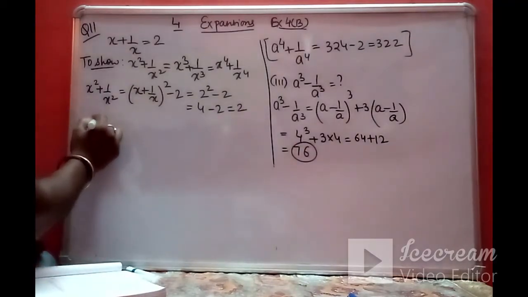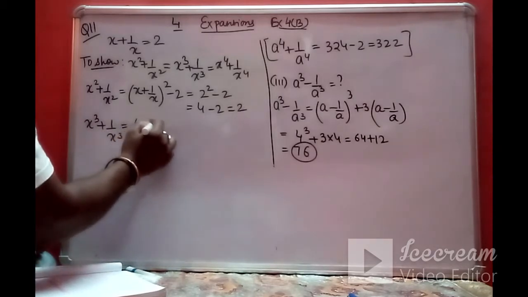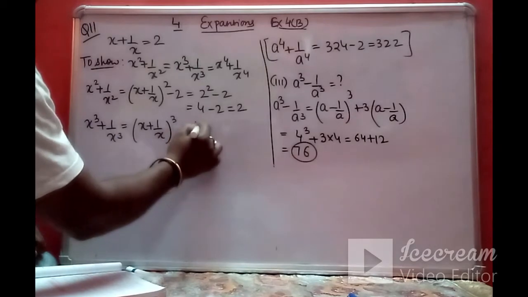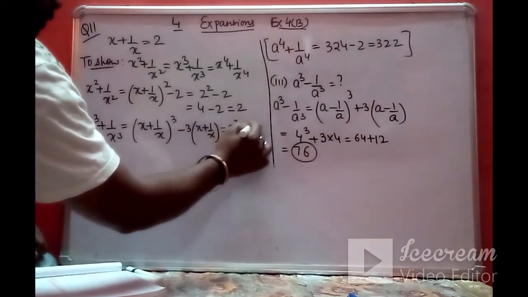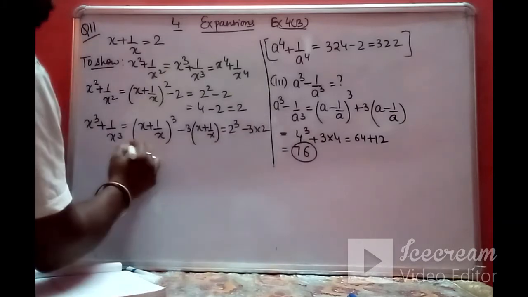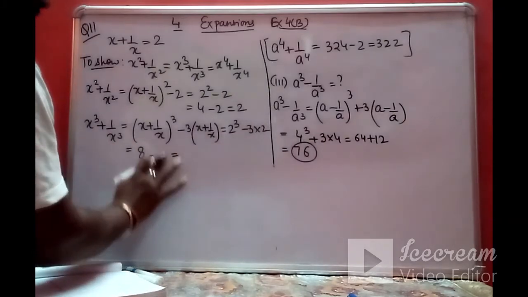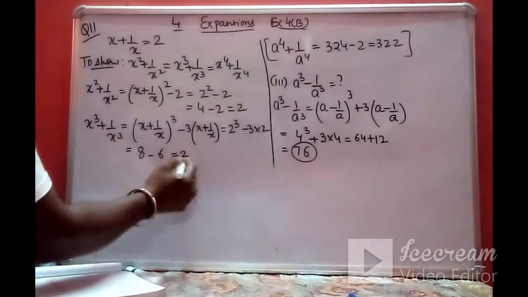Then x cube plus 1 upon x cube, again the formula: x plus 1 upon x whole cube minus 3 into x plus 1 upon x. So it is 2 cube minus 3 into 2, 8 minus 6, that is 2. So we got this as 2 and this as 2.